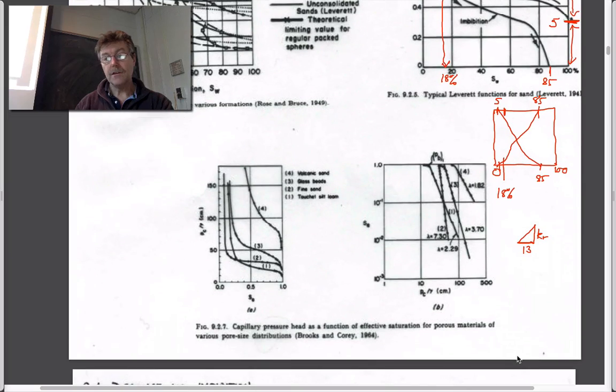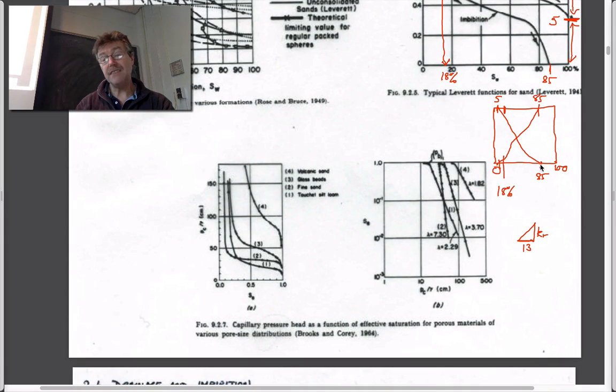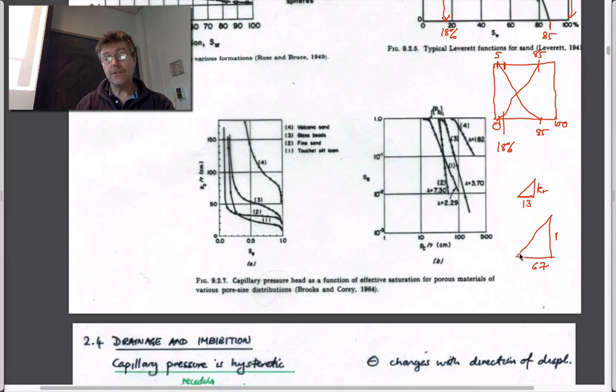KR versus what this would be between here. This is 18 to 85, so that's 67, same as 67 to 1. And so the angles between these are just similar triangles. All I'm doing is this triangle here versus this triangle here. And so if you write KR over 13 has to equal 1 over 67. And so multiply both sides by 13, and you end up with relative permeability.